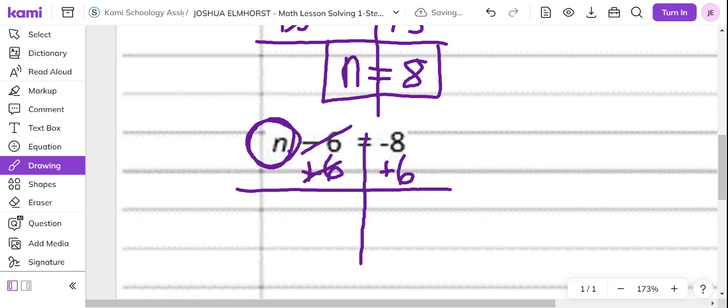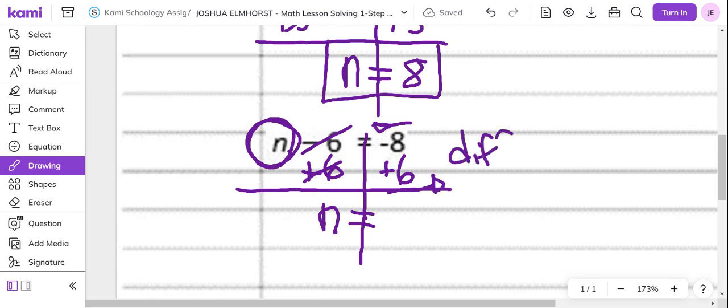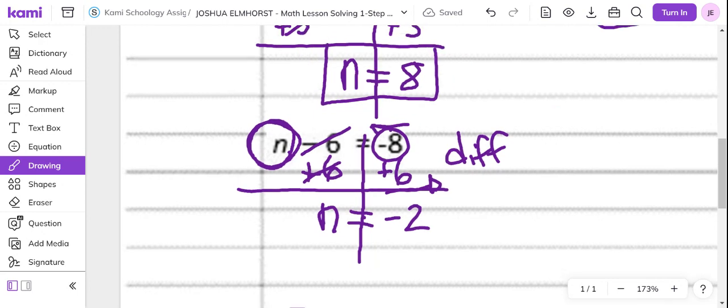So -6 plus 6 will cancel. Then we bring the variable down, and then -8 plus 6. So this is negative, this is going positive. They're going in different directions, so we find the difference. So -8 plus 6, well, the difference is 2, and then there's more negatives. So the value for n that makes the equation true is -2.